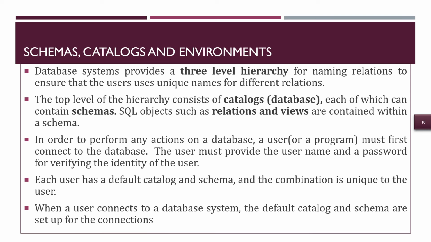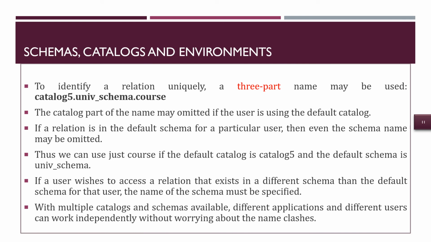To perform any action on a database, a user or a program must first connect to the database, and this user should be an authorized user. That is, the user must provide the username and password for verifying the identity of the user. When a user connects to a database system, a default catalog and schema will be set up for the connection, and this combination is unique to each user.